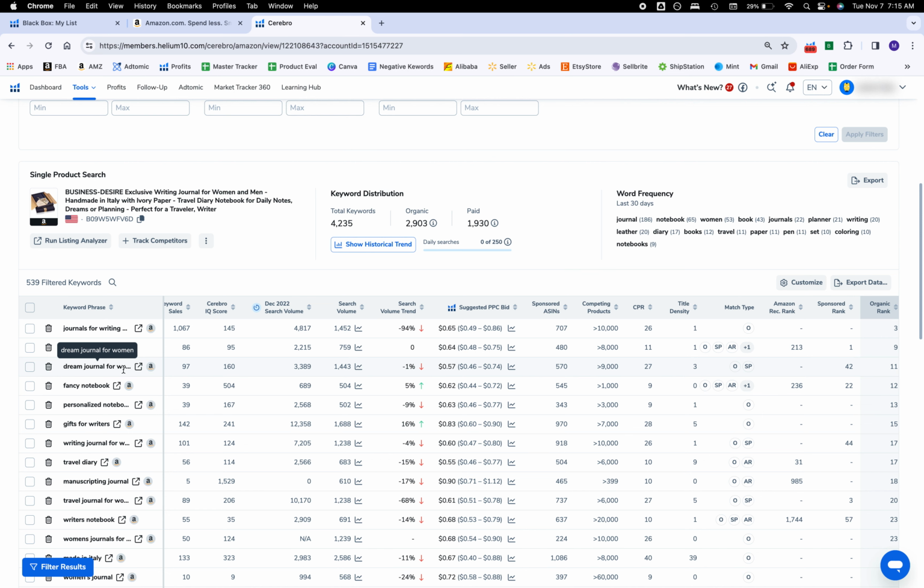So Dream Journal for Women is another one that they're on number 11, number 12. Fancy notebook, personalized notebook. So it's pretty broad, which is kind of cool. That's what's nice: let's say you're not converting for journal writing for women, but then you are converting for fancy notebook, or you're converting for gifts for writers. That's a completely different specific keyword. So you're not competing with all the regular generic stuff. You're competing more with the higher end stuff.